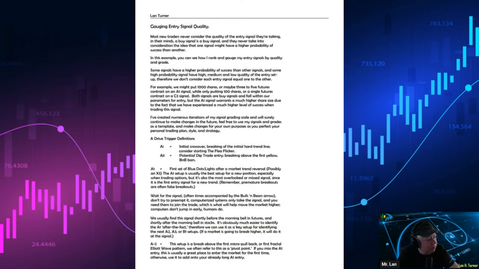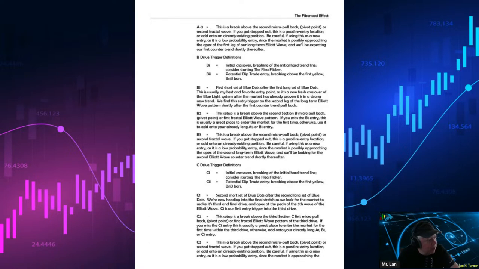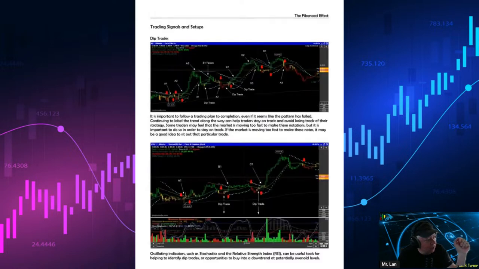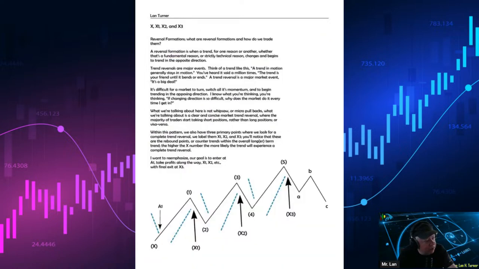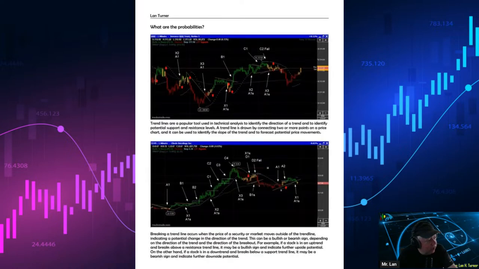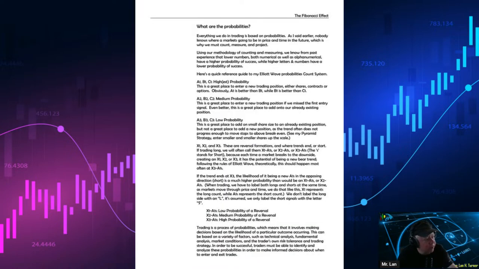Okay, so here's the probability section right here, gauging entry quality. So that's where it comes in, and we talk about the A section, the B section. See that right there, B1, B2, B3, C, C1, C2, A1, A2, A3. It's all right in here. And then I show you actual real-life examples of markets I traded. And then also I give you all the probabilities right here.